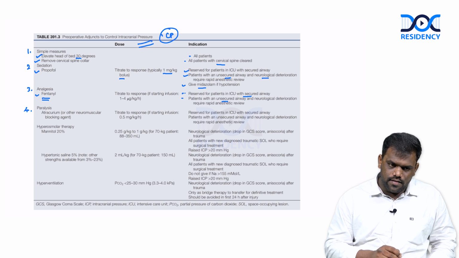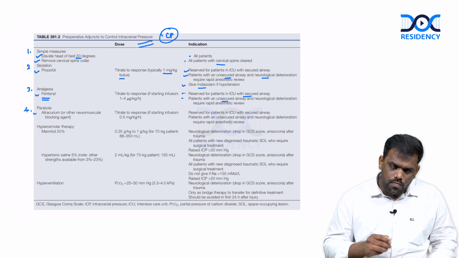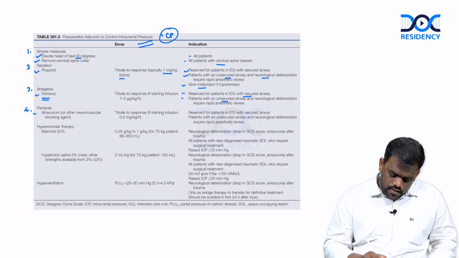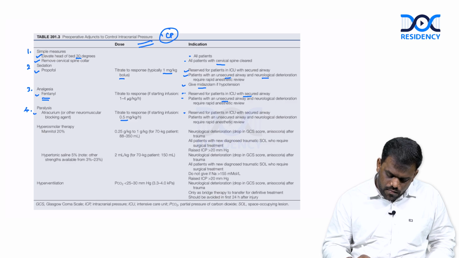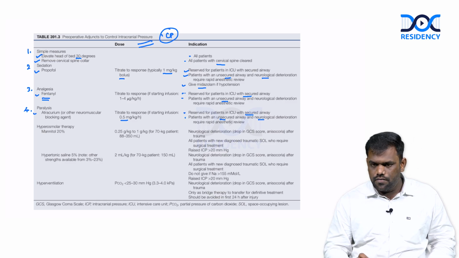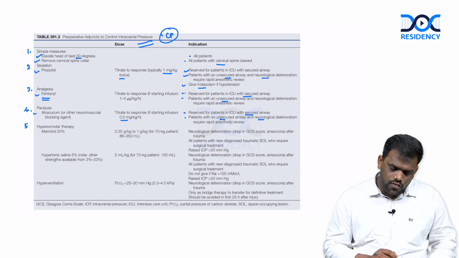Fourth is paralysis. You have to use paralytic agents like atracurium or other neuromuscular blocking agents. Start as an infusion at 0.5 milligram per kilogram per hour. It is likewise reserved for patients in ICU with a secured airway, and patients with an unsecured airway and neurological deterioration require rapid anesthetic review. Fifth is hyperosmolar therapy.